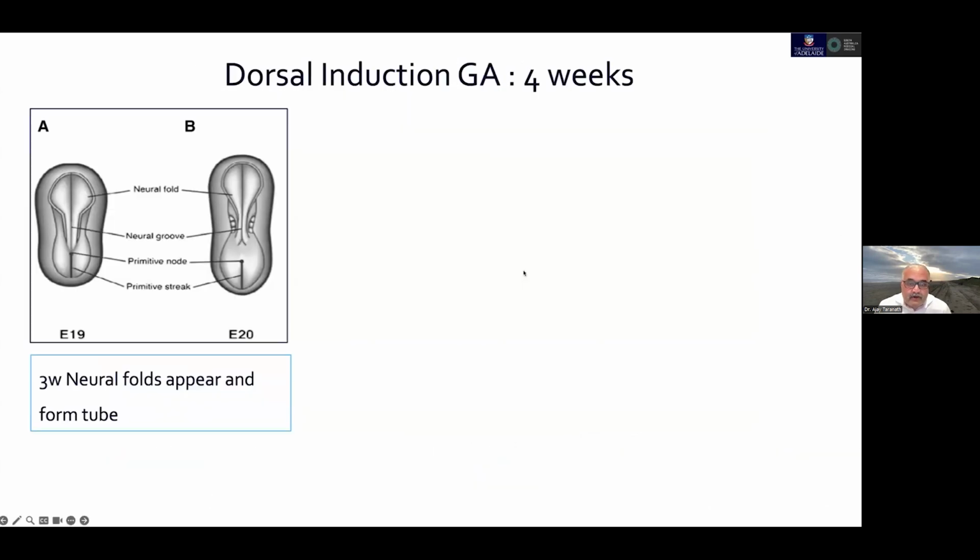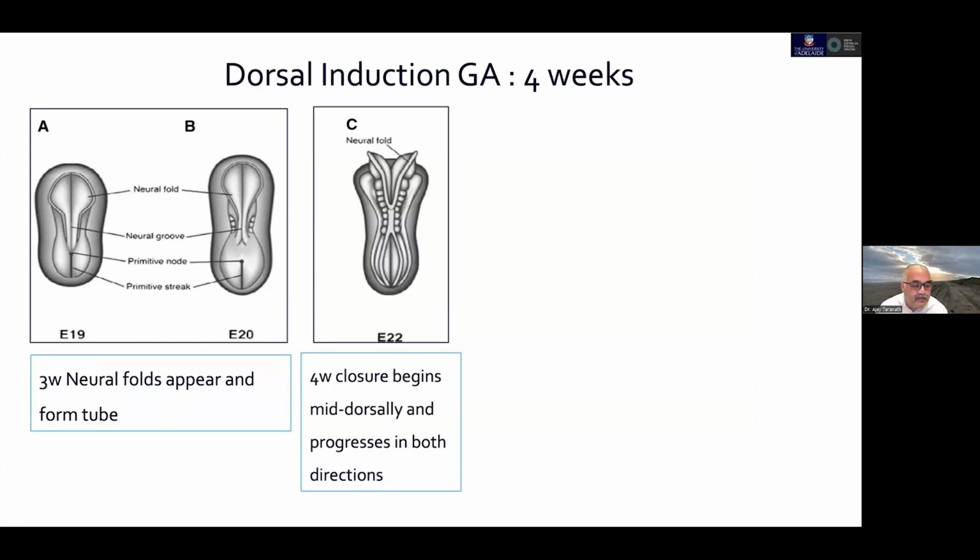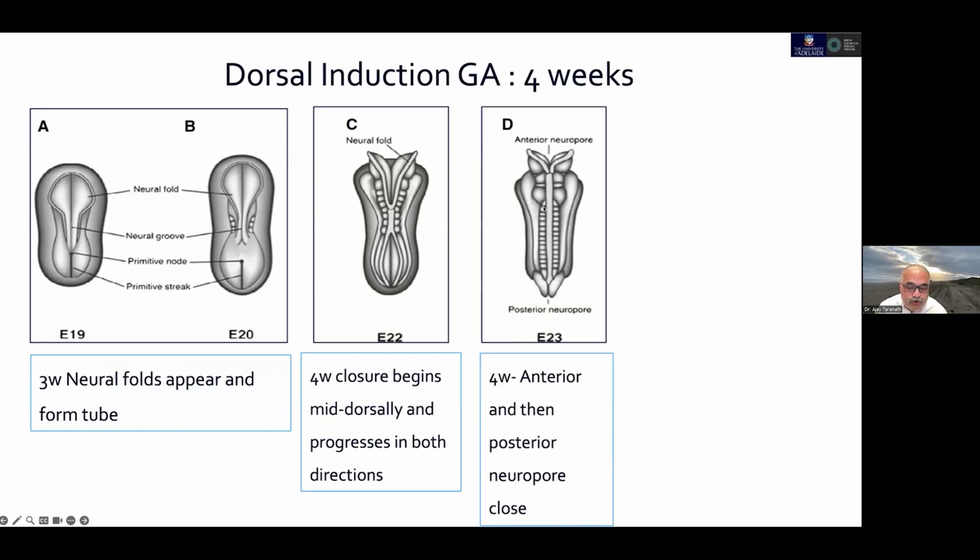So let's start with dorsal induction. At 3 weeks, the neural folds appear and they form the tube. At around 4 weeks, the closure begins in the mid dorsal region, and like a zipper, they move craniad and caudad. The anterior neuropore closes first, followed by the posterior neuropore at 4 weeks.